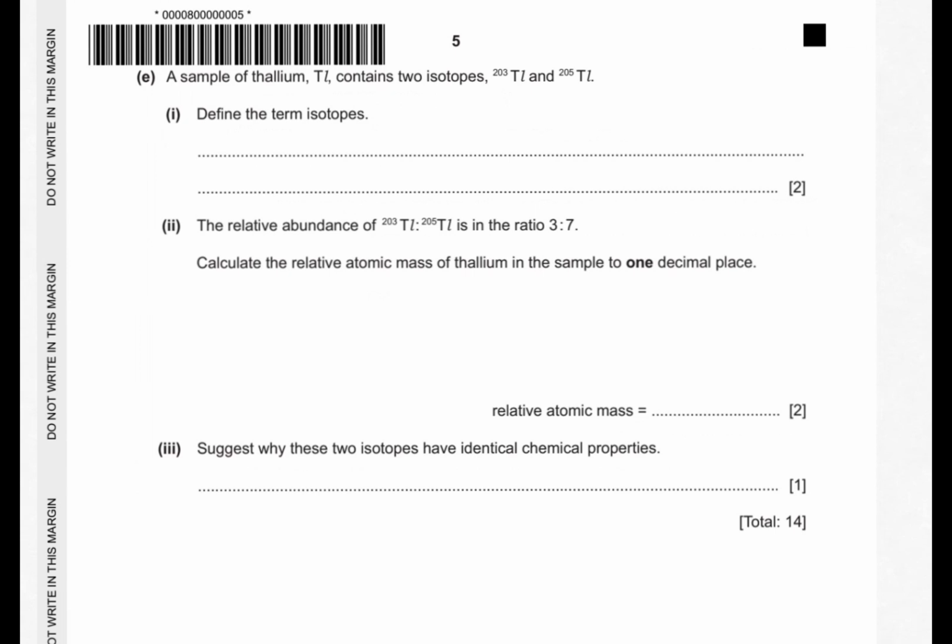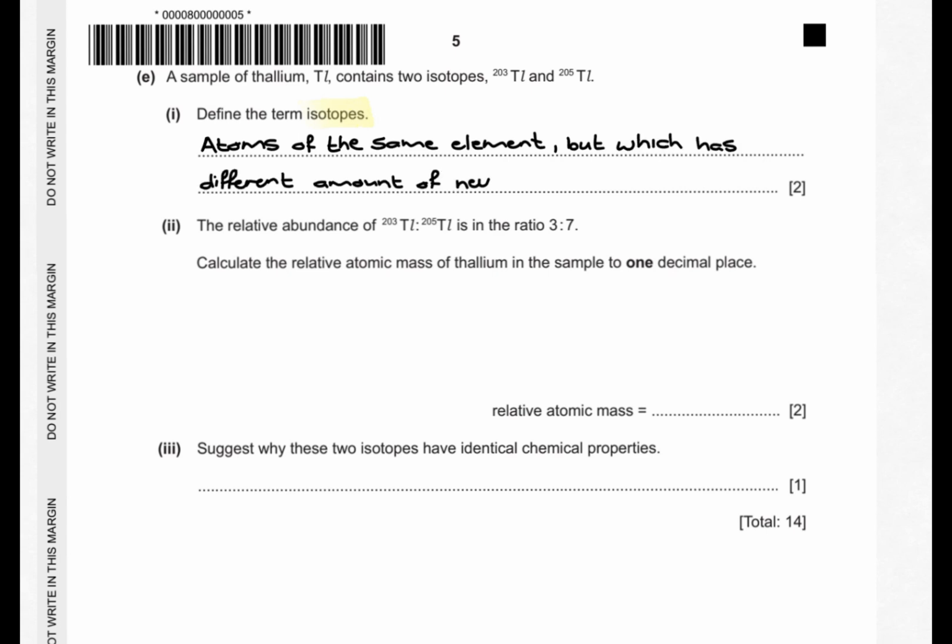They say a sample of thallium contains two isotopes, 203 and 205. They then ask to define the term isotope. Now isotopes are atoms of the same element, but they have different amounts of neutrons, meaning that the amount of protons stay the same. The next question asks, the relative abundance of 203 thallium and 205 thallium is in the ratio of 3 to 7. Calculate the relative atomic mass of thallium in a sample to 1 decimal place.